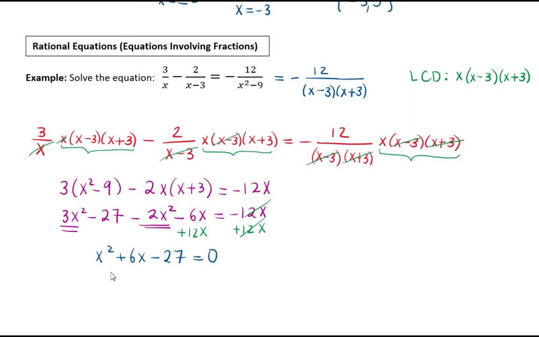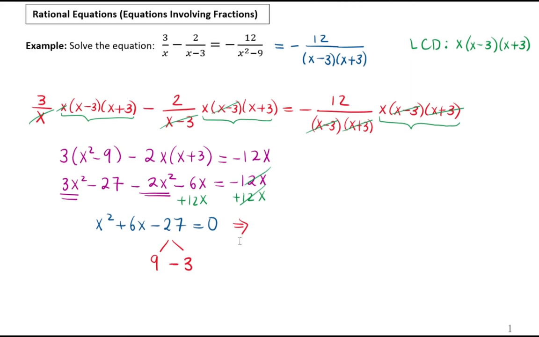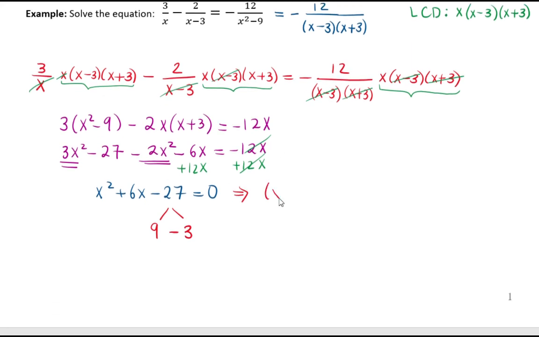That's equal to 0. I think we can factor this because you can find two factors of negative 27 whose sum is 6. It's simply 9 and negative 3. So this can be factored as (x plus 9) multiplied by (x minus 3) equals 0. So if we solve this, x plus 9 equals 0, or x minus 3 equals 0. So we got x equals negative 9, or x equals 3.